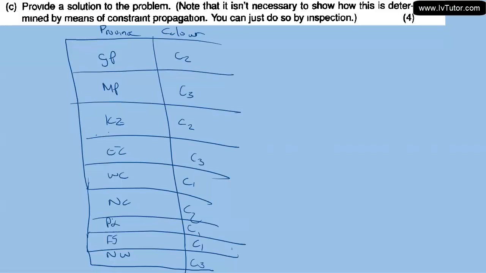So we can see by inspection that a minimum of 3 colors will be required. That is the actual solution: a minimum of 3 colors will be required.